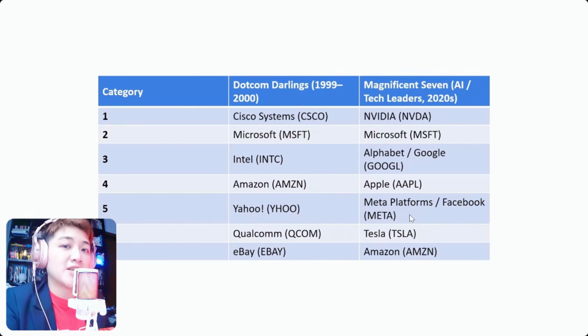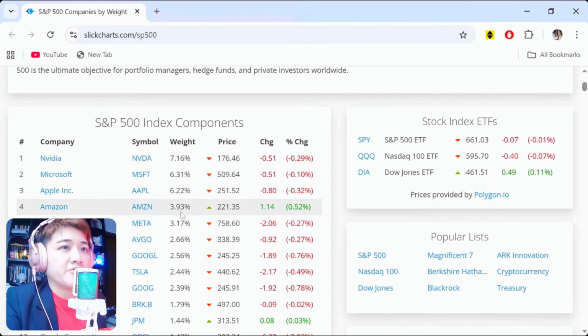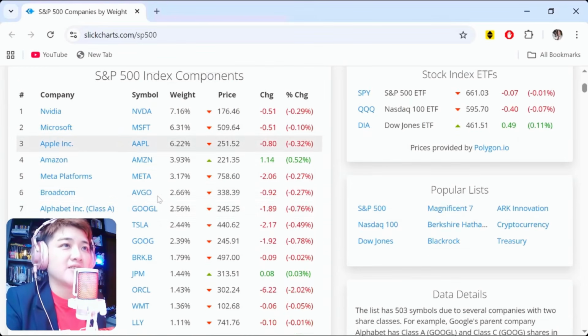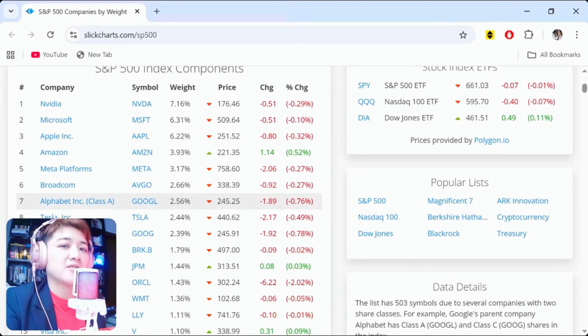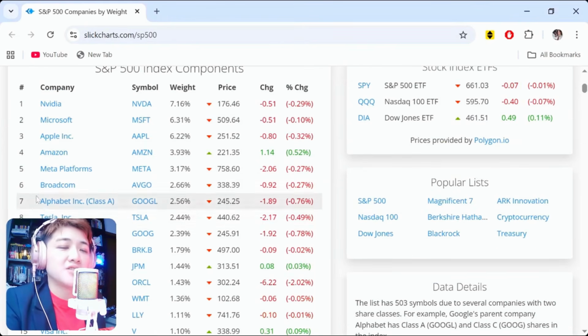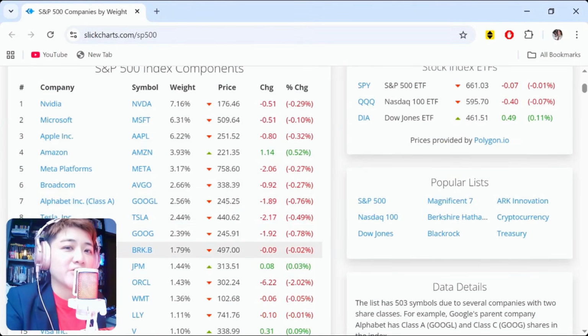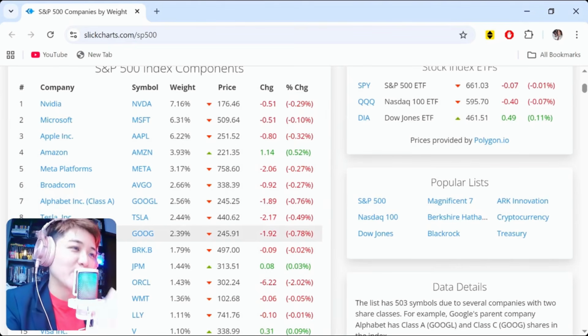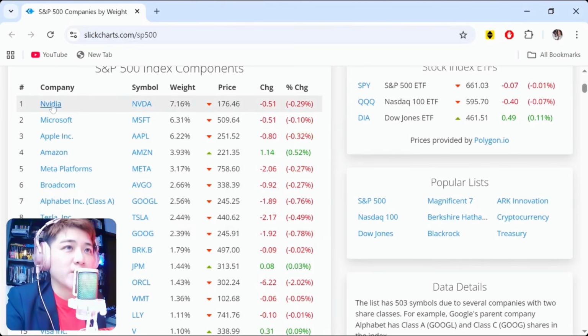But what do I mean by index concentration? If you go to this website called slickcharts.com, you can see at this point in time which companies take up the majority of the components of the S&P 500, because it changes. And if you see the top 10 stocks being dominated by this one sector, you know. When you know, you know. You see, number 1, for sure, Nvidia, Microsoft, Apple, Amazon, Meta Platforms.